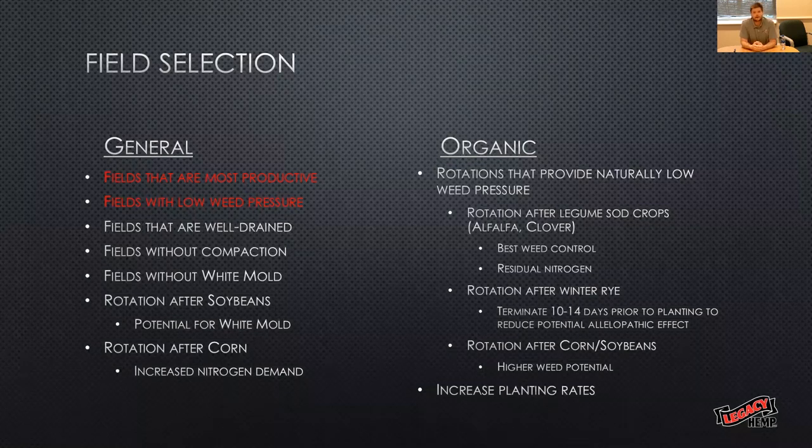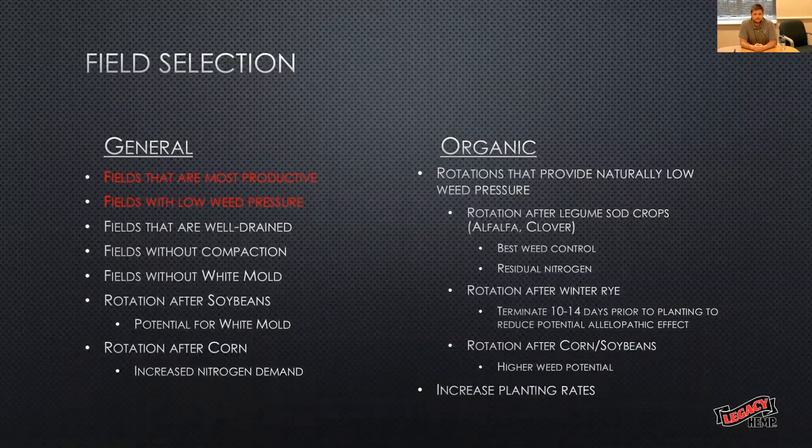We then start looking at other factors such as well-drained soils. We want to avoid fields with compaction. This is a crop that is very sensitive to problematic areas in the field. It will identify areas of the field where you have issues, whether that be saturated portions of the field, compacted areas, low fertility, disease areas. This is a crop that will actually help you identify which problems you need to deal with in the future with other crops.